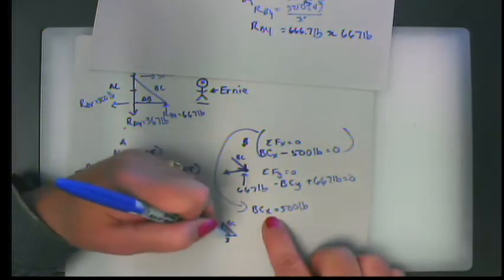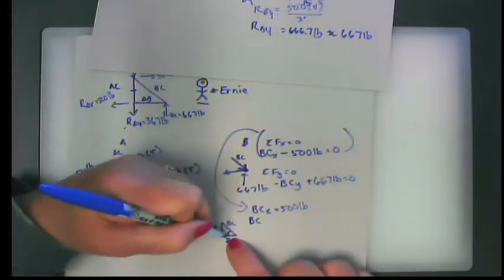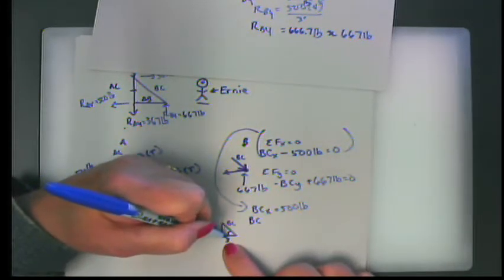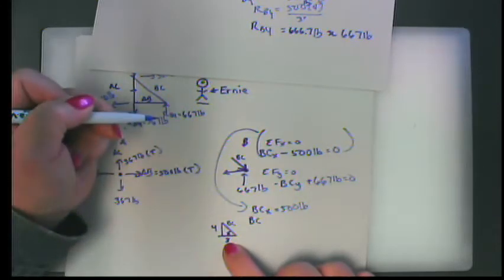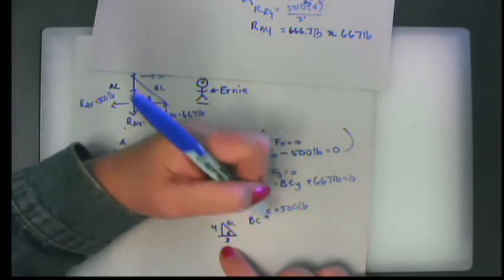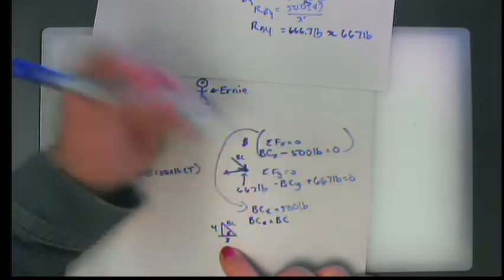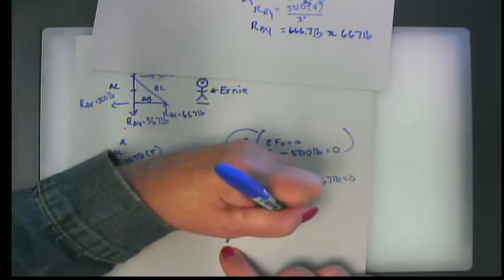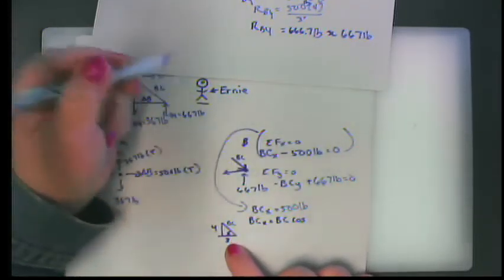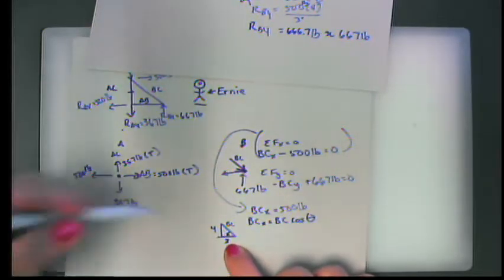So BC in the x direction, this component, if I take the whole BC, that's the hypotenuse of a triangle. This is the adjacent to this angle. Adjacent over hypotenuse equals cosine. So BC in the x direction is equal to the entire force in BC times the cosine of this angle, theta, whatever that angle is.